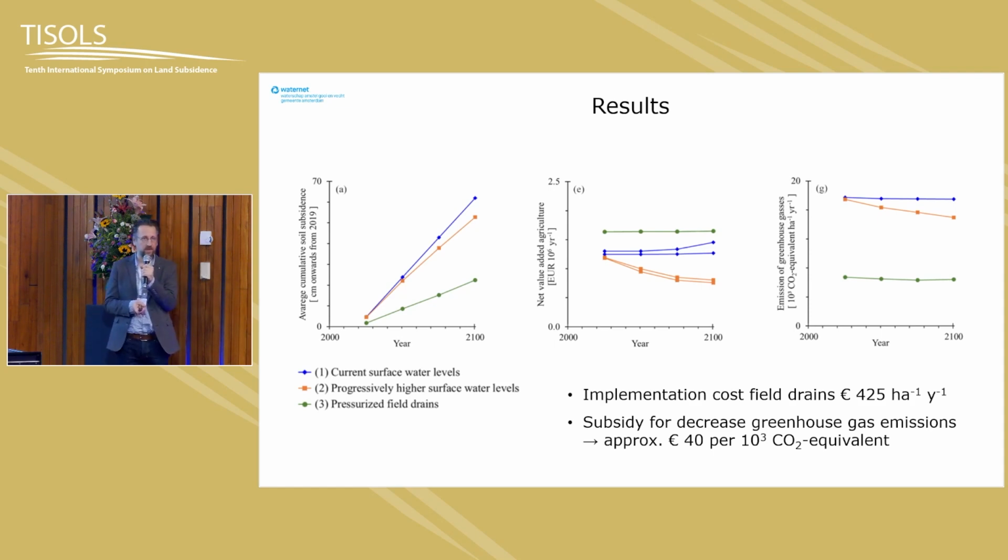So it's very significant. On the right-hand side, you see the greenhouse gas emissions. And of course, with these rates of soil subsidence, the CO2 emission is markedly lower. So that's good news. And there's more good news, because the net value added of agriculture is at a constant high level. There are less management costs. In fact, all seemed well.